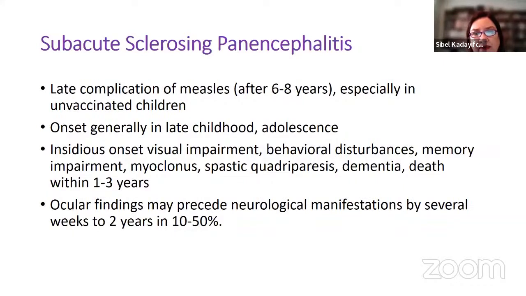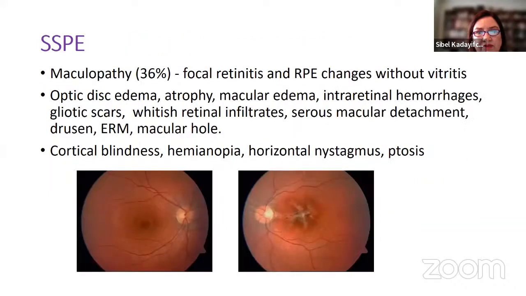Onset is generally in late childhood. Insidious onset may be seen with visual impairment, behavioral disturbances, mental impairment, myoclonus, spastic quadriparesis, dementia, and unfortunately death within 1 to 3 years. Ocular findings may precede neurological manifestations by several weeks to 2 years in 10%. Therefore, we may be the first ones seeing that patient.